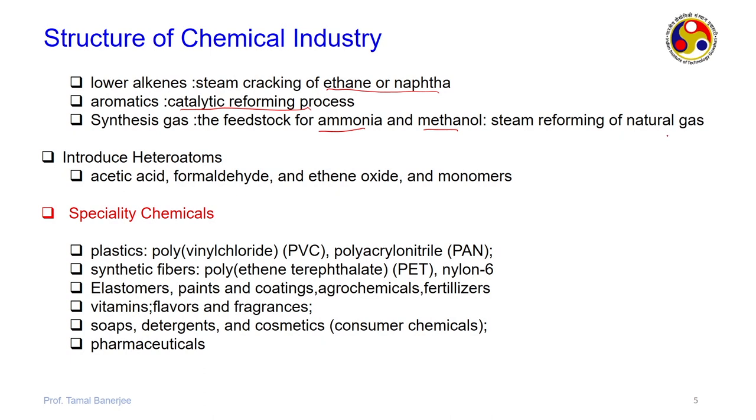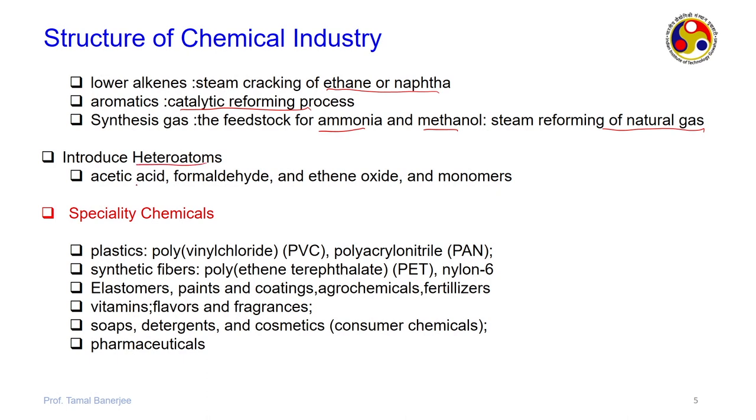It can also be obtained from the steam reforming of natural gas. So, there are different routes for the production of synthesis gas. One is getting it from crude oil or from natural gas. So, crude oil and natural gas, what are these? These are base chemicals. Then what the next step may be, sometimes what will happen is that in these compounds, you may add some heteroatom.